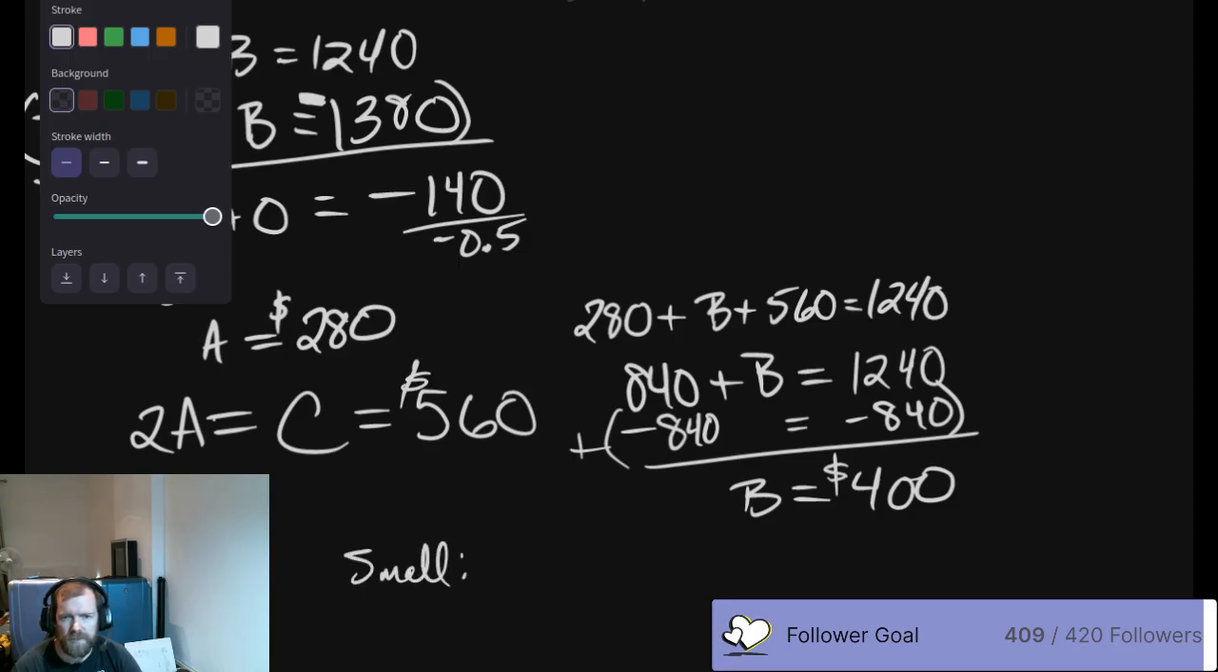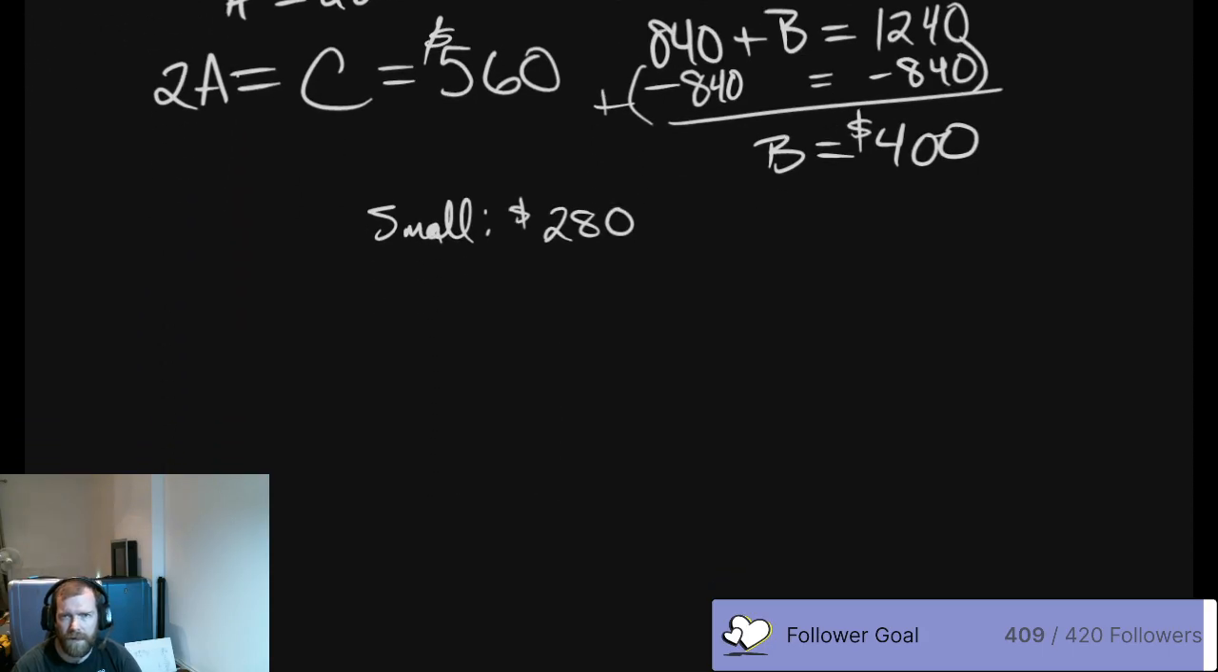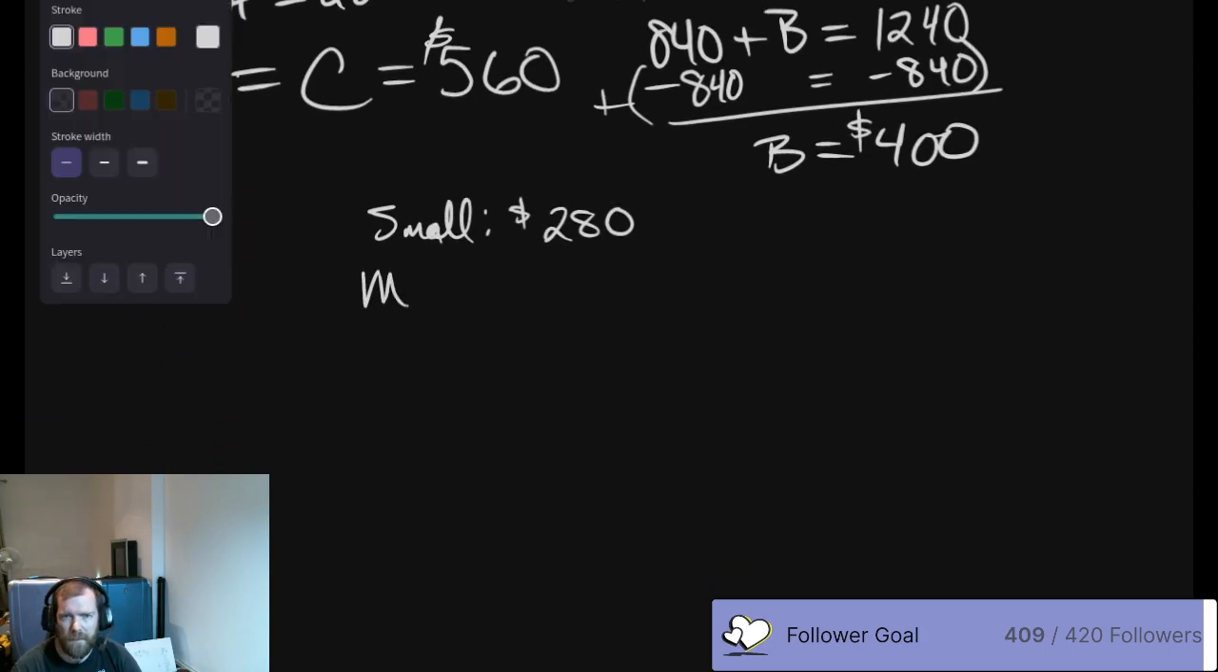So the small ones cost $280 per week. There we go. Medium apartments are $400 a week, and large are going to be $560 a week.